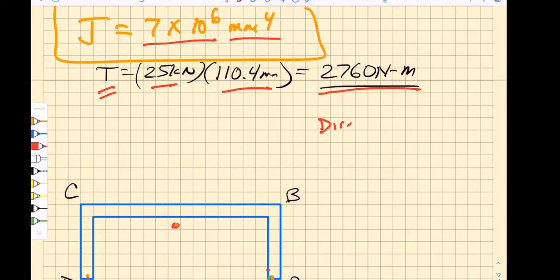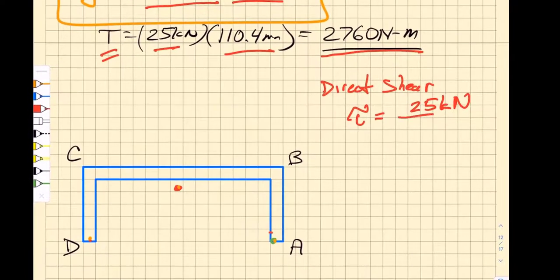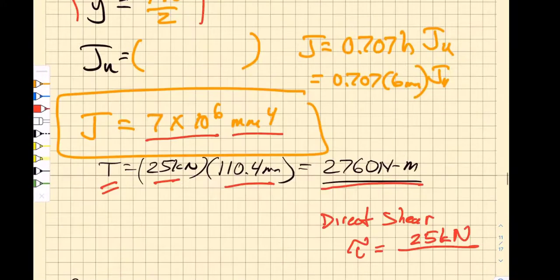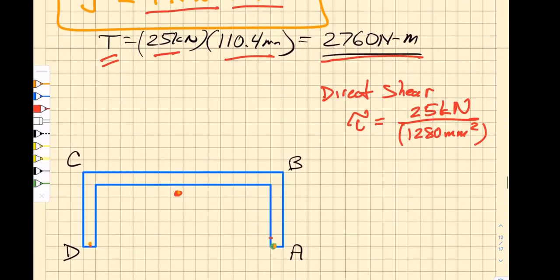So that means we have two types of shear acting. We have a direct shear, which is tau, and that is going to be the force of 25 kilonewtons, and we're going to have to be careful about units, divided by the cross-sectional area here of 1280 millimeters squared. And then we have a torsional shear, which is going to be T times R over J. And we know the T, we know the J, we just need to figure out what the R's happen to be.